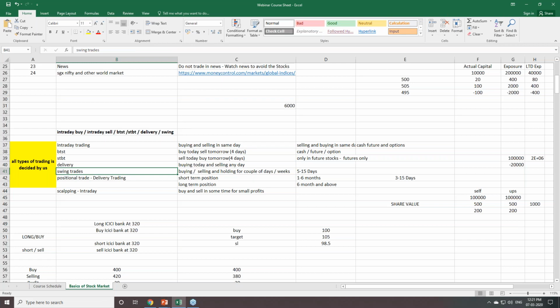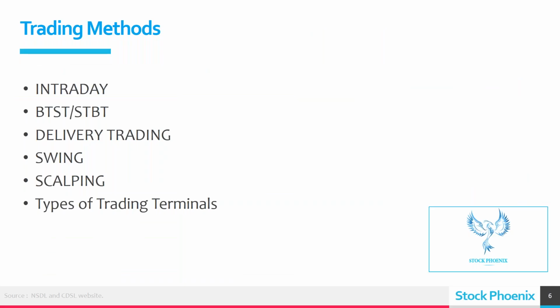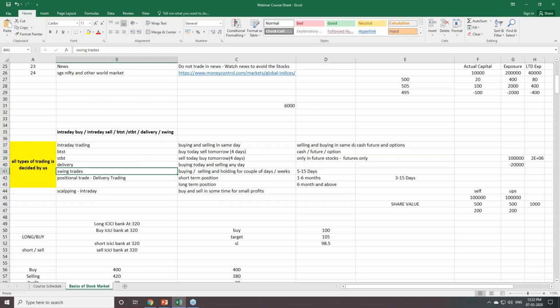Swing trades. Swing trades mean buying and selling, holding for a couple of days or weeks, say 5 to 15 days approximately. As per the Stock Phoenix method, we hold for a maximum of 15 days. And I'll tell you, swing trading is the most profitable method. The reason is you can take the complete momentum or movement of the market. Once your analysis and your stop loss are perfect, you can take the complete benefit of the momentum.